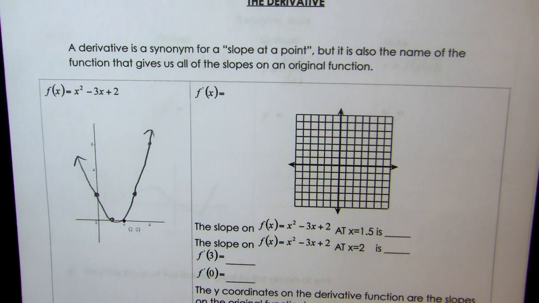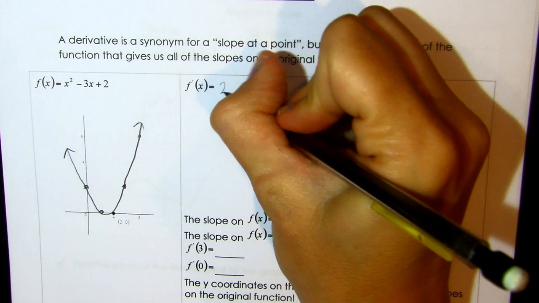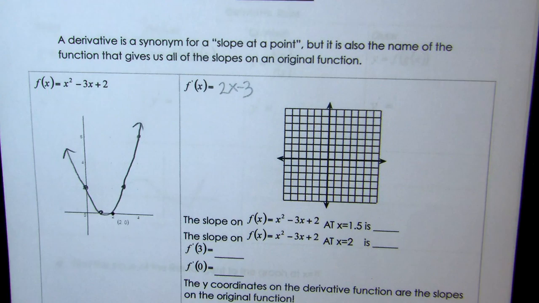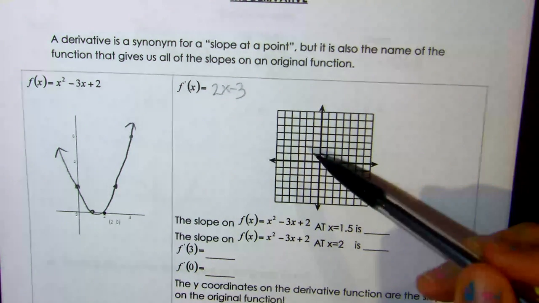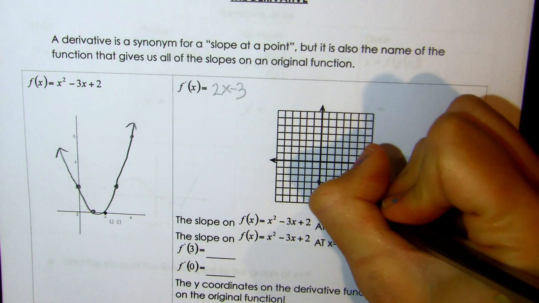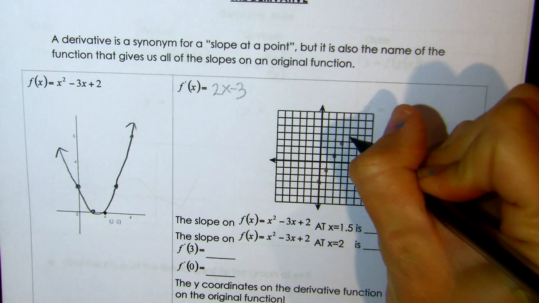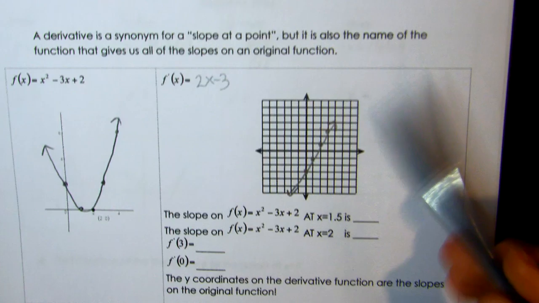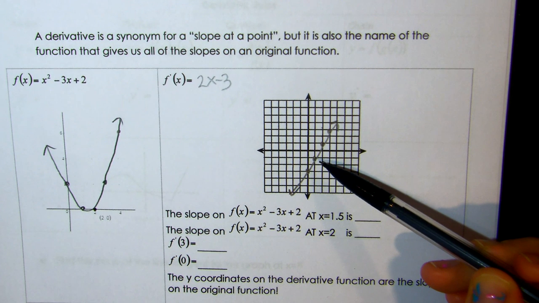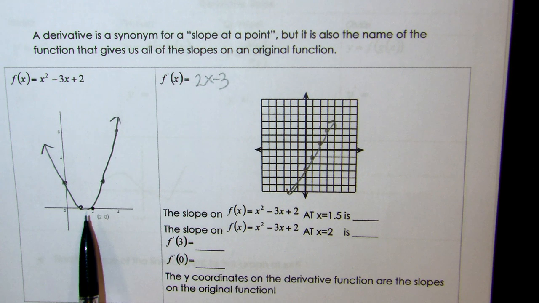Okay, so here's a parabola. Once we learned how to find derivatives, which this derivative is 2x minus 3, let's make the connection about the derivative being a slope spitter outer. So I'm going to go ahead and graph the derivative: up 2 over 1, up 2 over 1, up 2 over 1. And the way that this works is that these y coordinates tell me about the slopes on this original function.